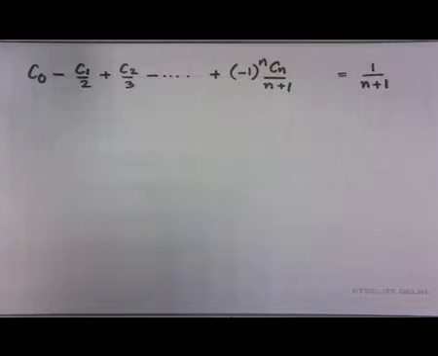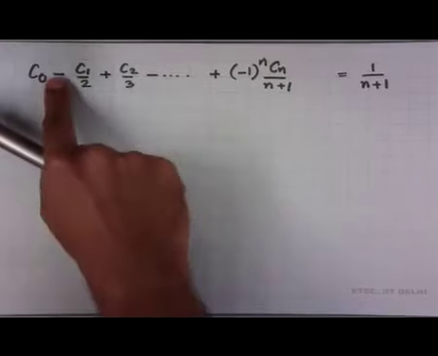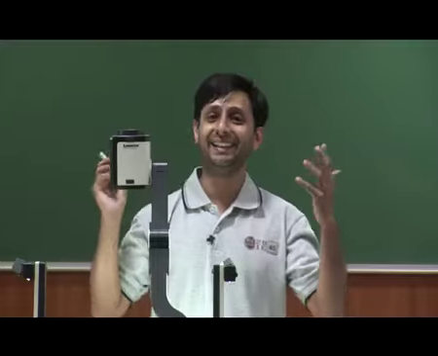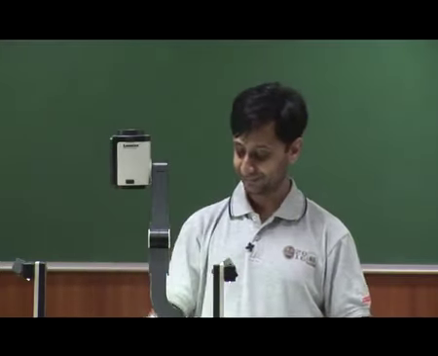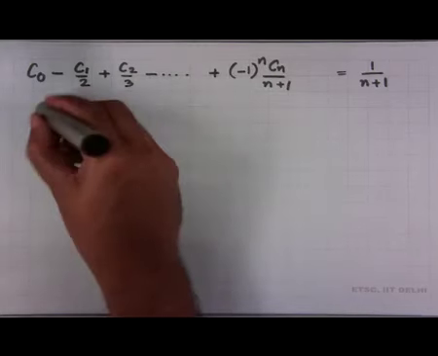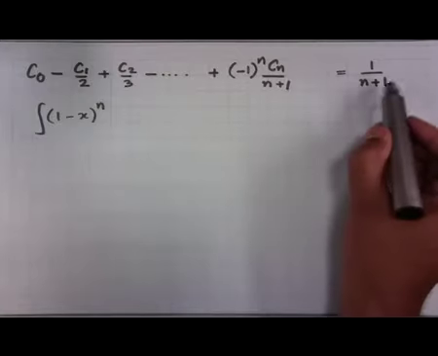This is also an integral. The denominator is increasing, but look, the sign is alternating. So, maybe you won't do 1 plus x whole power n, you have to do 1 minus x whole power n, and then you have to do an integral of that. And look at this, it is just 1 by n plus 1.